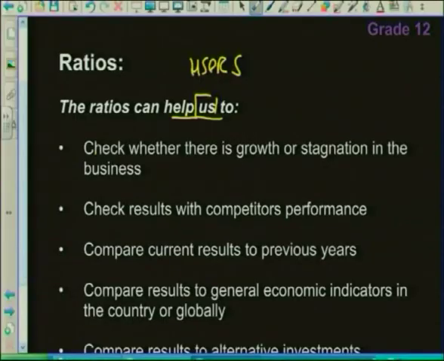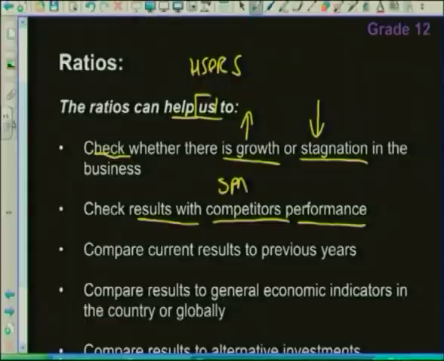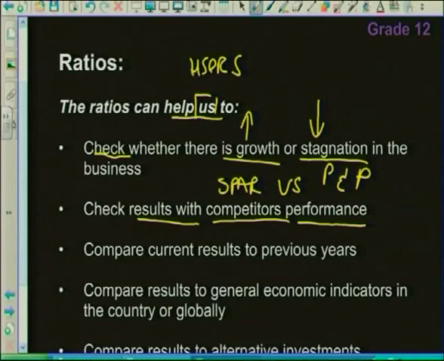It helps us to firstly check whether there is growth, in other words, whether the business is growing, or stagnation in the business. Ratios also help us to check results against our competitors' performance. In other words, we're taking our results and comparing them to our competitors. An example would be Spar versus maybe Pick n Pay, two companies that sell similar products and are comparing their performances. We can also compare current results to previous years. For example, I'm comparing my 2012 financial statements to my 2011 with the help of ratios.